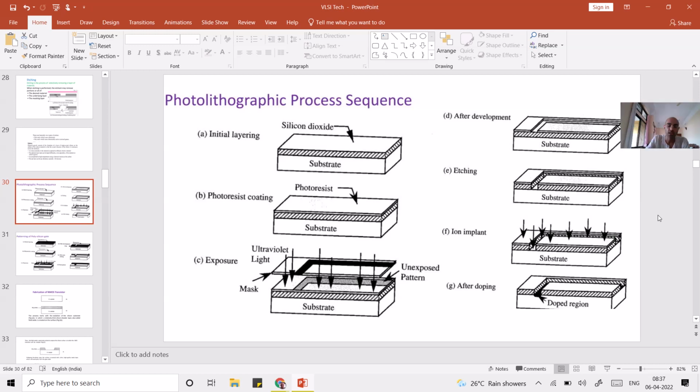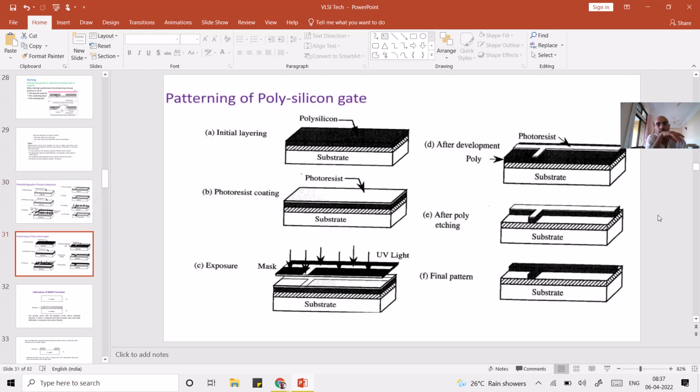Now, with the help of this photolithographic process, we will see the formation of the polysilicon gate. As I have already told you, polysilicon will be an important material, because wherever we do the fabrication nowadays, we use polysilicon, not even the metals. For the gate contacts, to form the gate contact, we don't use metals. We use polysilicon.